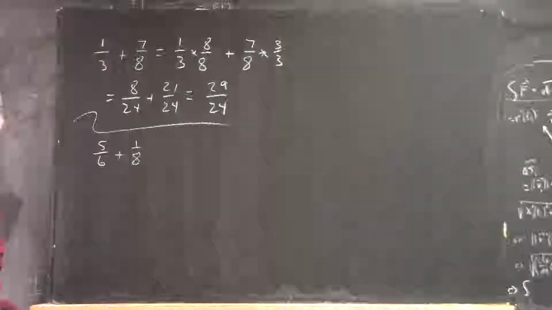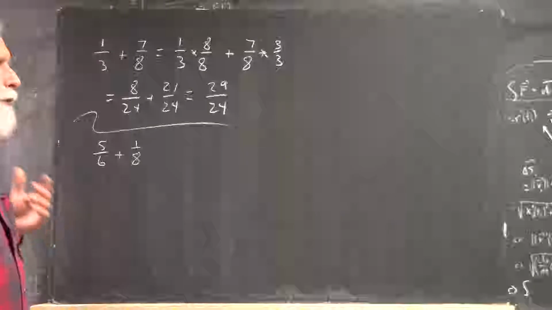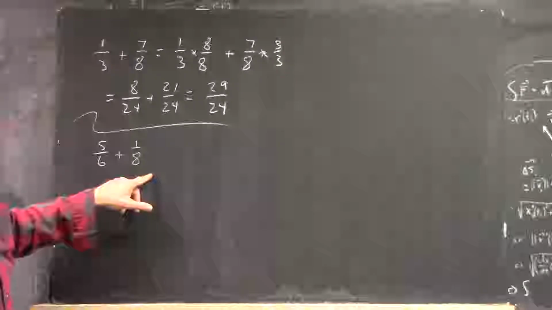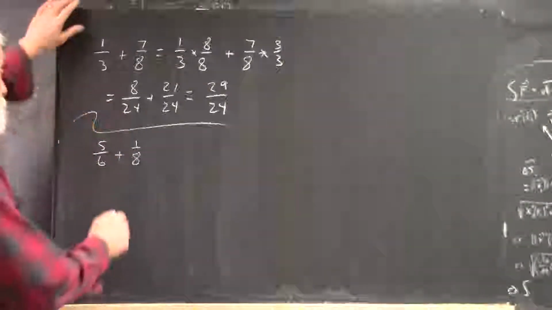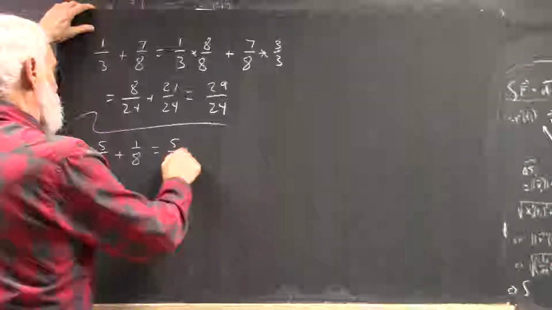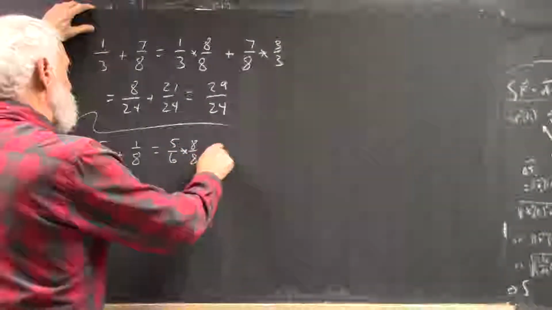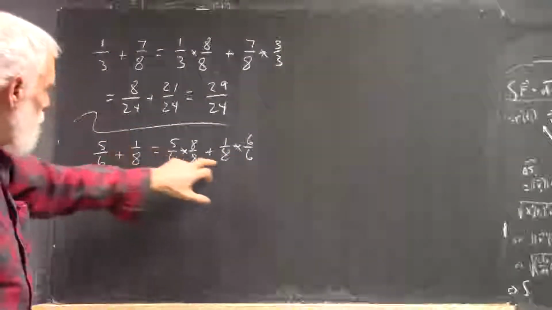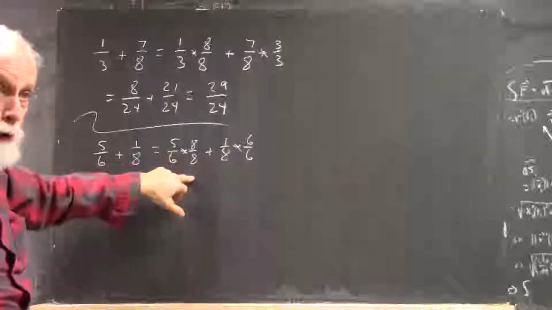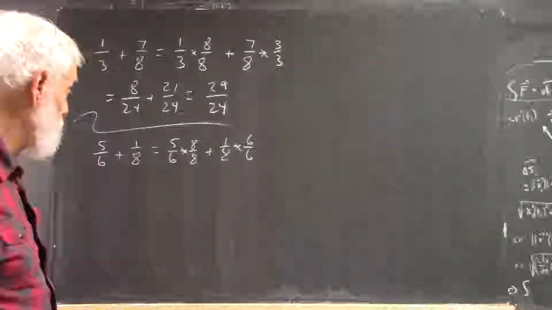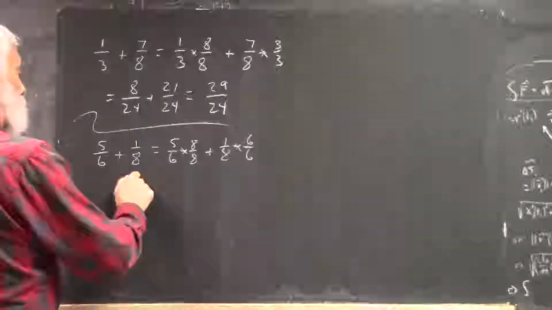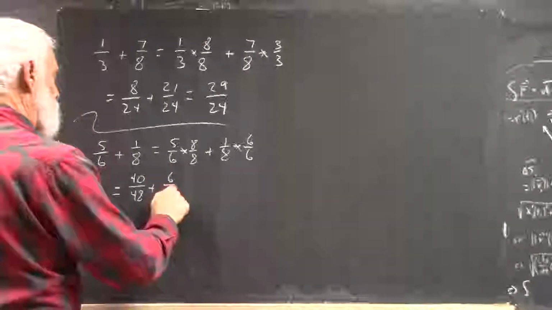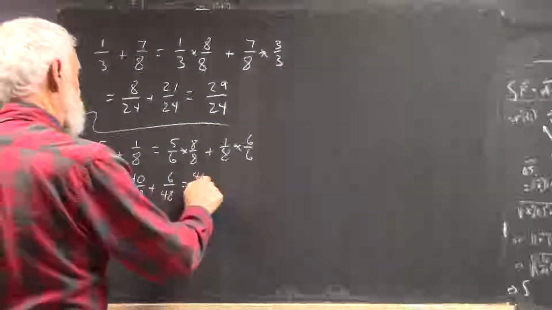We wouldn't end up with the wrong result if we used 48, 6 times 8. We could always use the product of these numbers, right? So I'm going to do it that way. So now I've multiplied both 5/6 and 1/8 essentially by 1, right? 8 over 8 is 1, 6 over 6 is 1. And I'm going to get 40 over 48 plus 6 over 48, which equals 46 over 48.